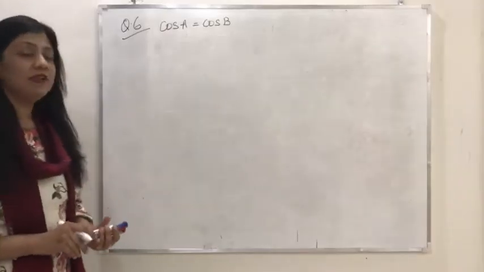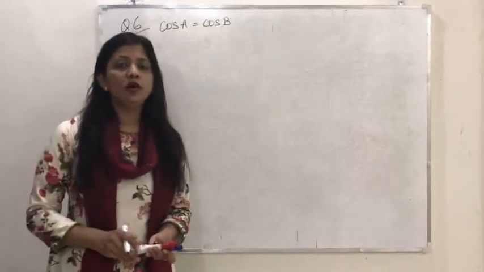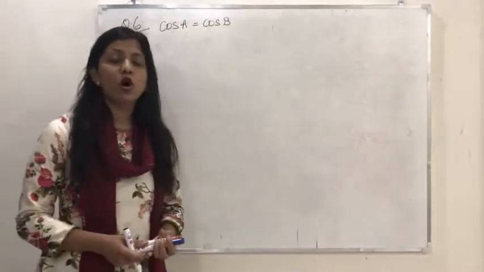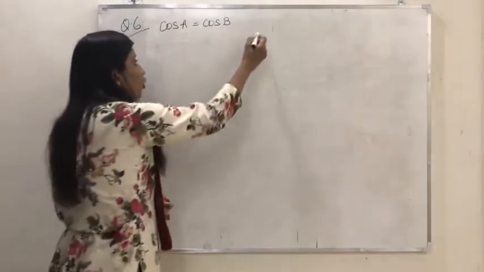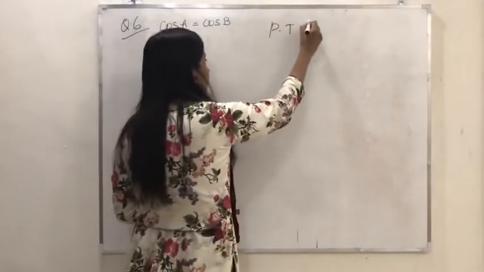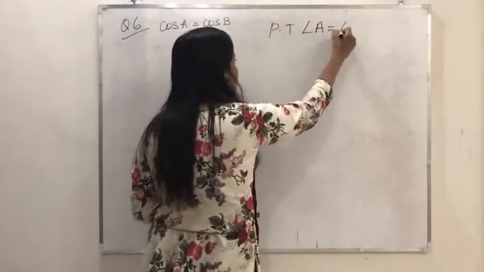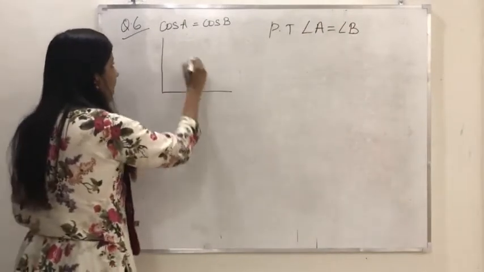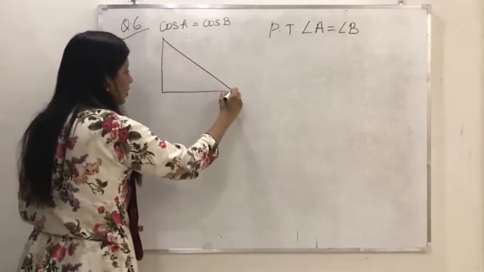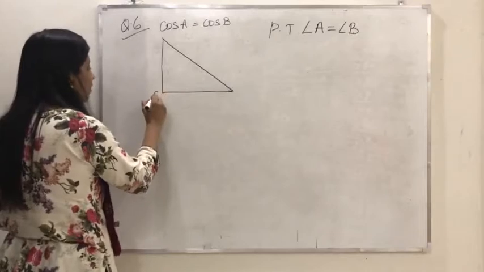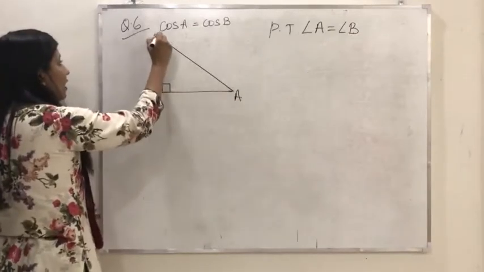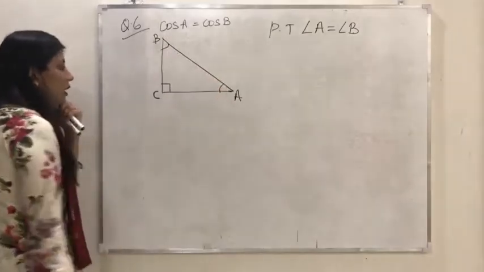In question number 6, what is given to us? We are given that cos A is equal to cos B. We have to prove that angle A is equal to angle B. Suppose I have a right angle triangle. I will put C here. C will be 90 degrees and I have to prove that angle A will be equal to angle B.